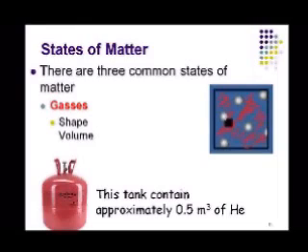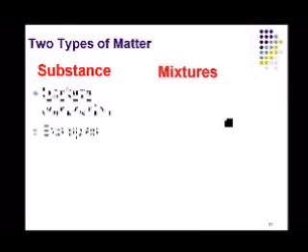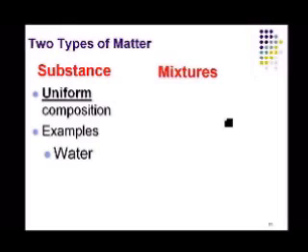As we're talking about matter, there are two major types of matter. There's substances and there's mixtures. A substance is matter that has a uniform composition. It means that it's always the same, it's unchanging. Examples include things like water. Water is always made up of 2 hydrogen atoms and 1 oxygen atom. Table salt. It's always made up of 1 chlorine atom and 1 sodium atom.